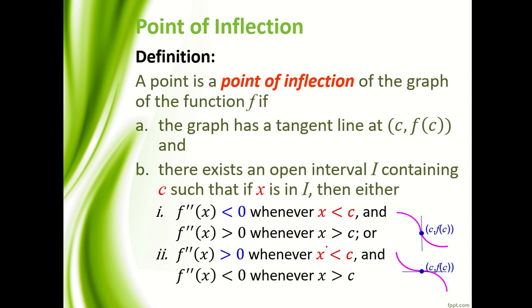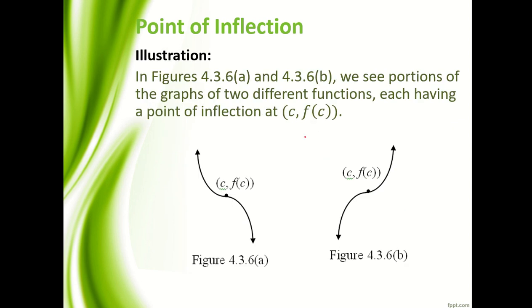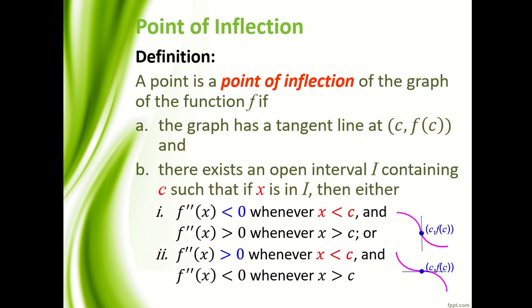Or f double prime is positive whenever x is less than c. Same condition as above, x less than c, here x is less than c also. And if f double prime is negative whenever x is greater than c. Right, so we have this illustration to emphasize this part. Okay, so this is the definition of the point of inflection. Now we have some illustrations to give us more emphasis on this term, point of inflection.